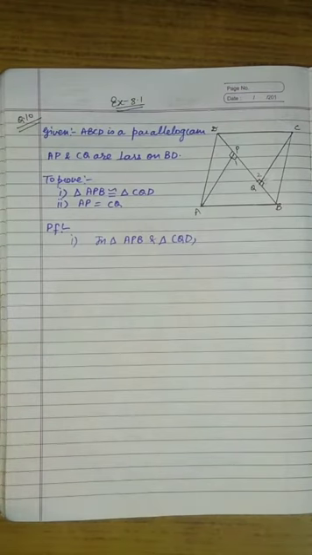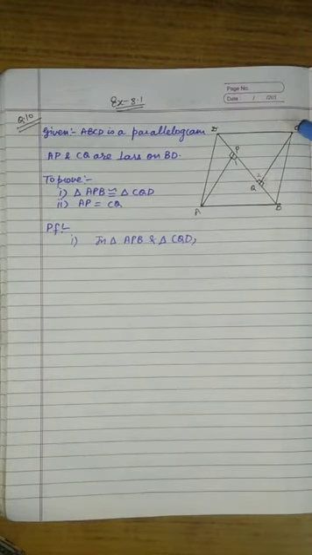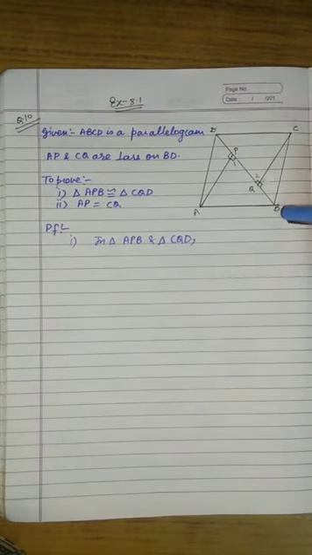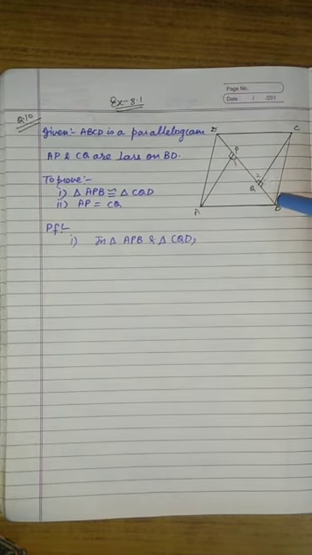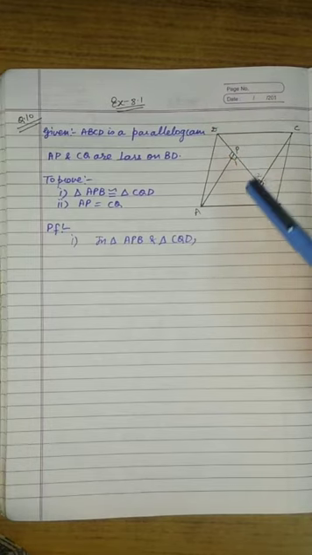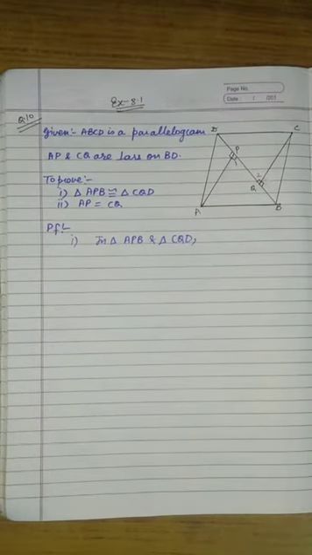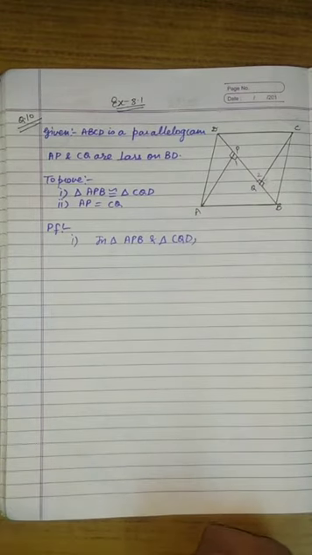Dear students, question number 10 from exercise 8.1. What is given in the question? That ABCD is a parallelogram and AP and CQ are perpendiculars on diagonal BD. Now what we have to prove? First part, we have to prove that triangle APB is congruent to triangle CQD, and then AP is equal to CQ, means the length of perpendiculars from vertex A and C on diagonal BD are equal. So let's start the first part.